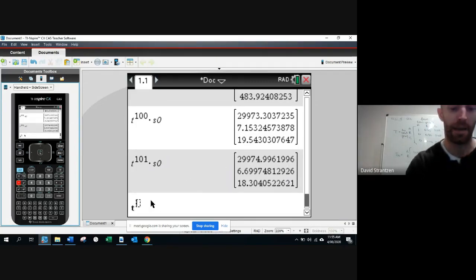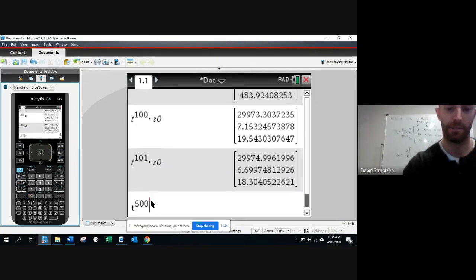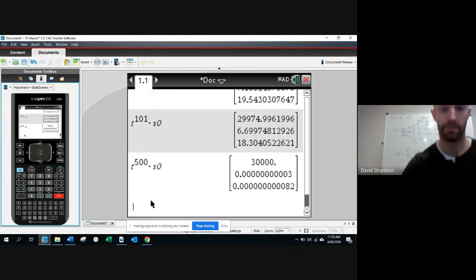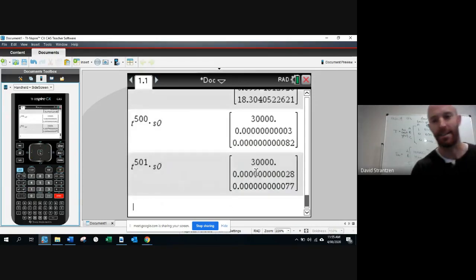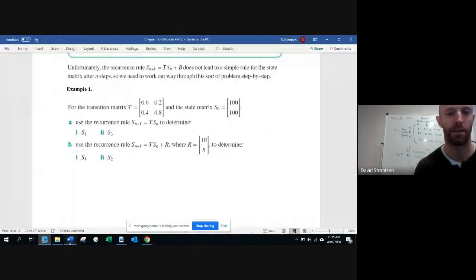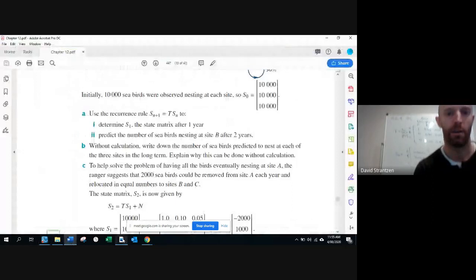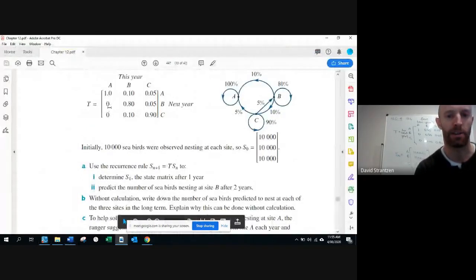Let's do T to the power of 500. And T to the power of 501. Okay, now you can see that it took a long time, but we've eventually got all 30,000 birds at site A, no birds at site B and C, okay? But we could have figured that out based on the 1 and the 0 and the 0 in that column.